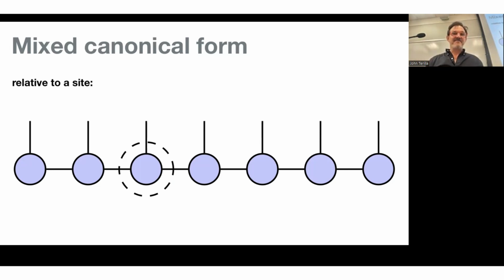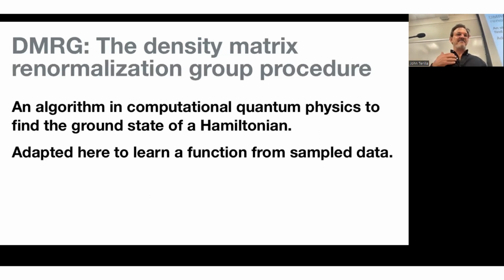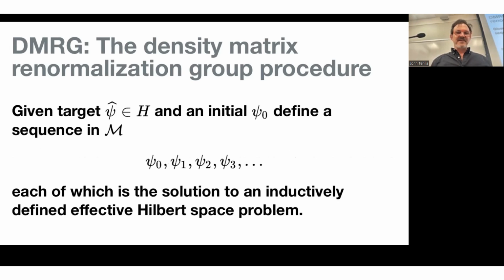Okay, so I think this is a really, really nice idea. And now I want to describe DMRG. Those letters, DMRG, are an acronym for the density matrix renormalization group procedure. This is an algorithm in computational quantum physics. It's usually used to describe the ground state of a Hamiltonian. It's adapted here to learn a function from some sampled data. So let me explain how it works.